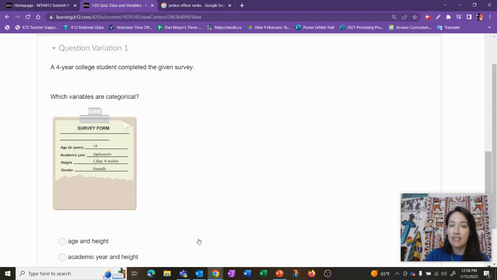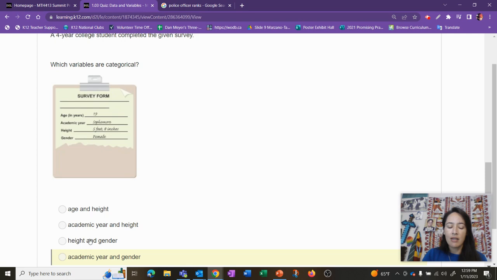Height is definitely numerical. It's definitely quantitative, which is your vocabulary word. So these two, you can't pick this one because one is a categorical variable and the other is a quantitative variable. Height and gender, same thing. Height is quantitative, gender is categorical. Finally, you pick this one, academic year and gender, because they're both categorical. Does that make sense? Okay.